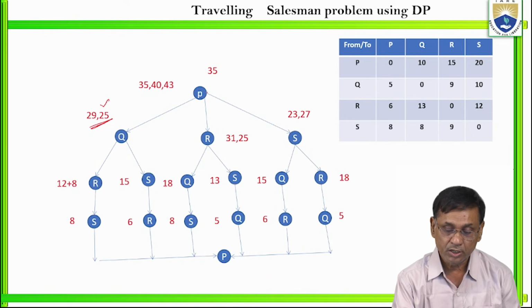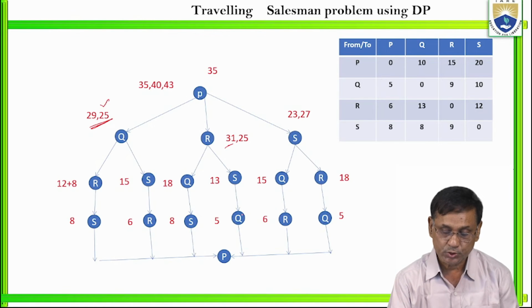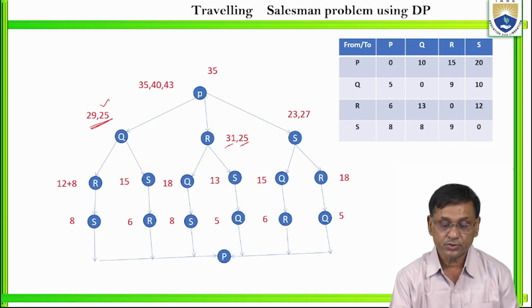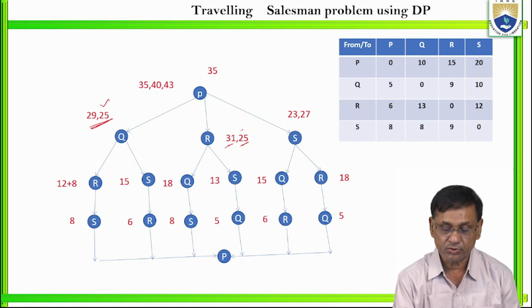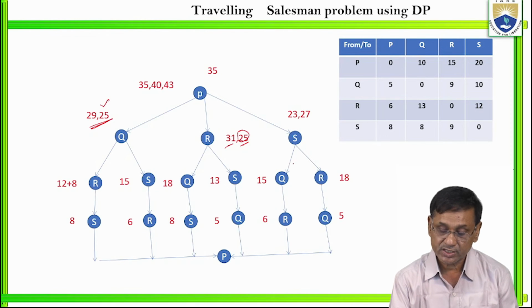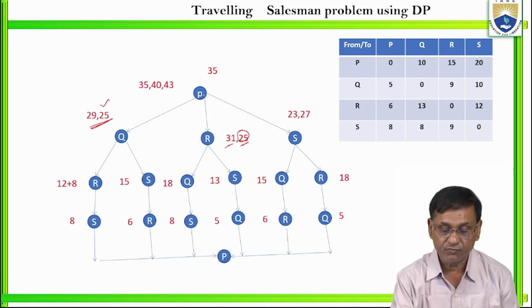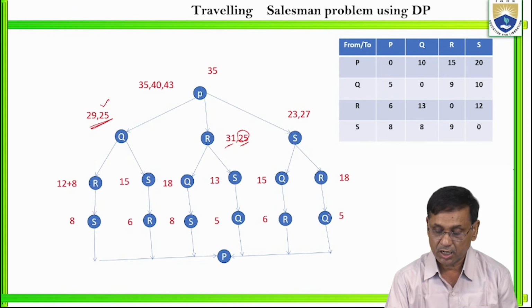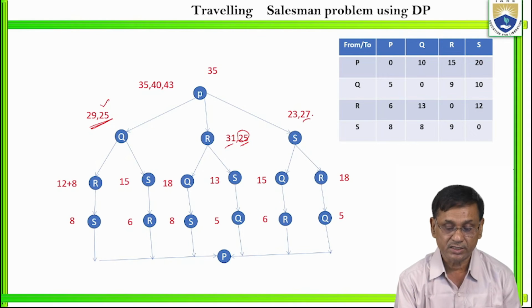Next, going from P to R, R to Q, Q to S, S to P is 31, and then P to R, R to S, S to Q, Q to P is 25. So in this also the minimum is 25. So here also 25. Next, going from P to S, S to Q, Q to R is 23, and going from P to S, S to R, R to Q, Q to P is 27. So now we have to select the minimum cost.